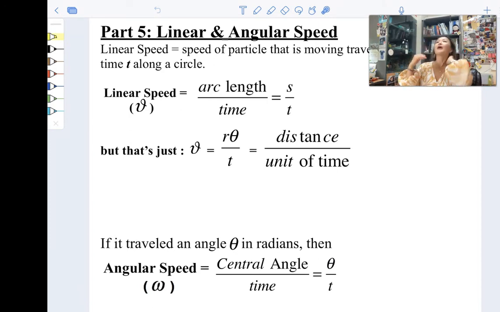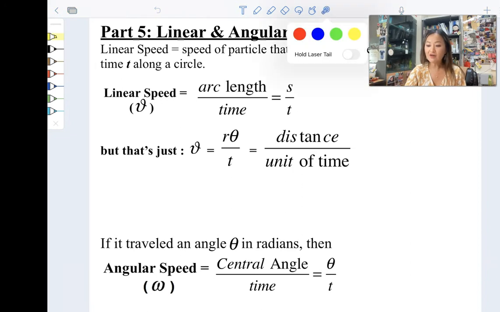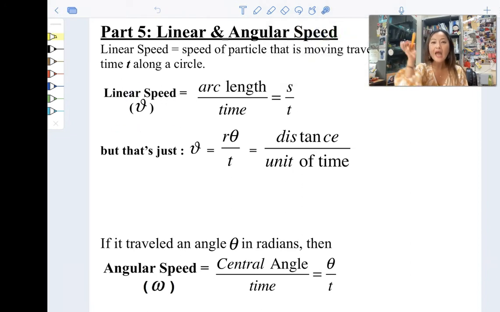So for example, pretend my face is pretty circular. Pretend there's something crawling all over my face. How fast is this little thing walking or crawling around my face? What's the linear speed? Linear speed means how much distance is this creature covering all around my face? How much distance is it covering per time? And that's linear speed, okay?